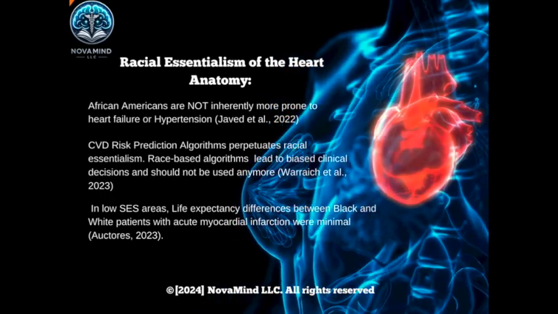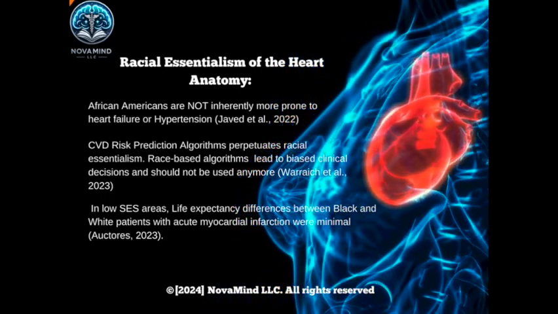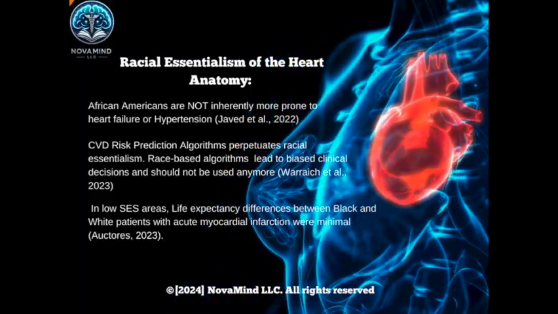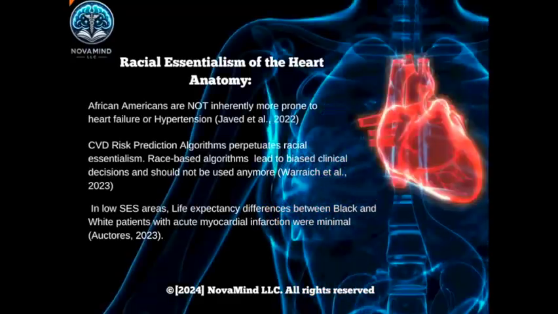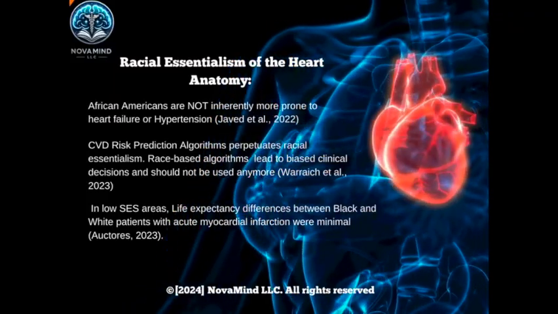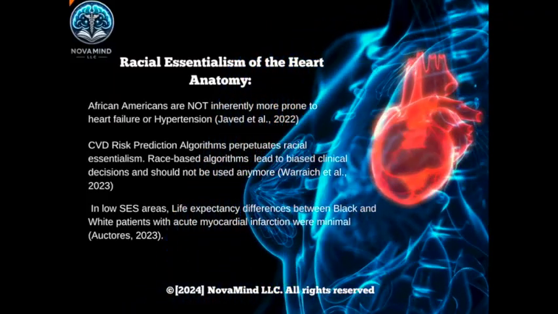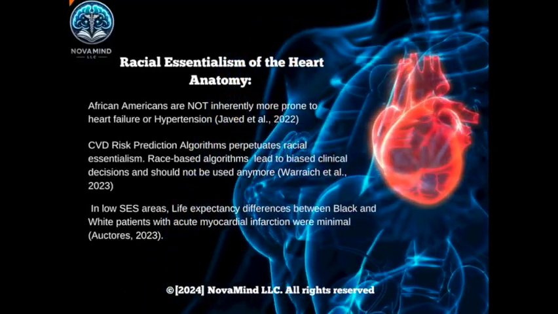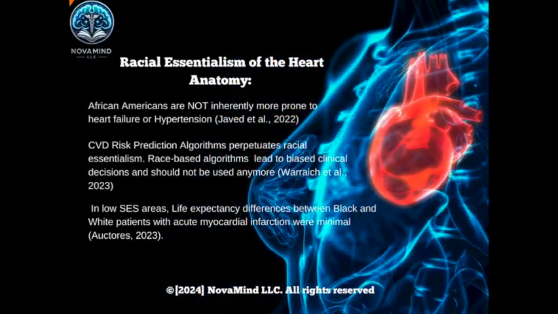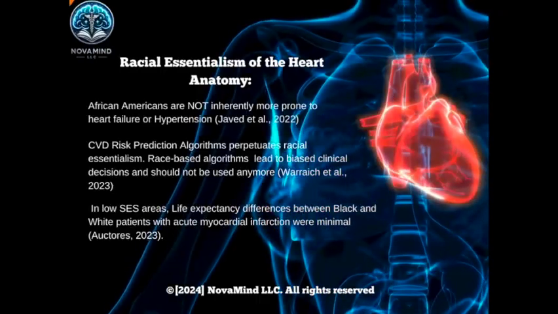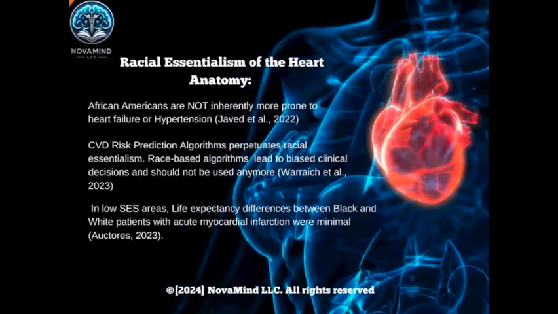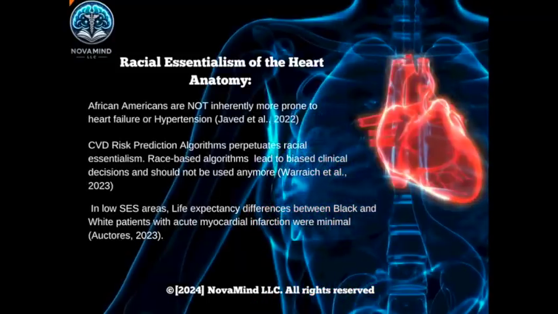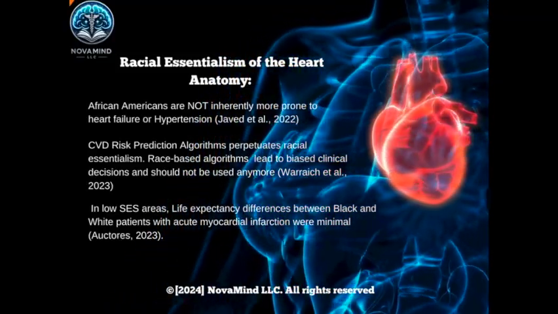Another significant issue is the use of race in cardiovascular disease risk prediction models. As Warwick et al. 2023 discusses, including race in these algorithms perpetuates the flawed belief that race is a biological determinant. This practice can lead to biased clinical decisions and worsen health disparities. The authors advocate for a shift towards using more precise biomarkers and social determinants of health in risk prediction models to ensure fair and equitable care.